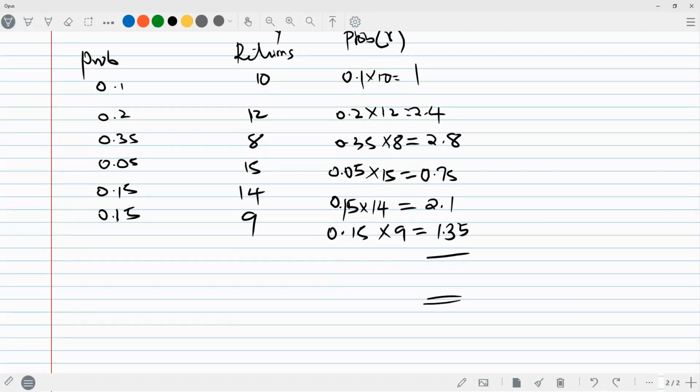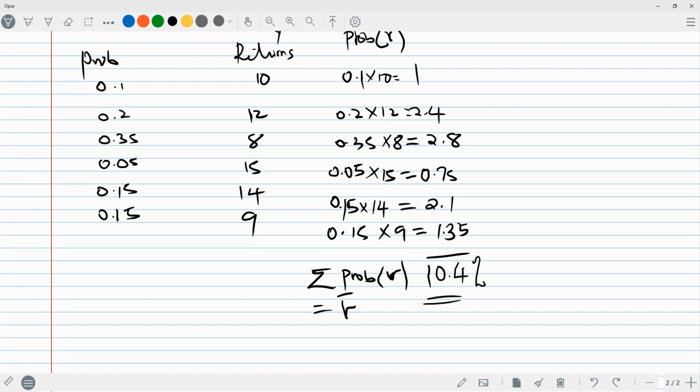The sum of probability times the return gives us the mean return, or the expected return. And you get 10.4, because that is the expected return. But the question is not only asking us to get the return.